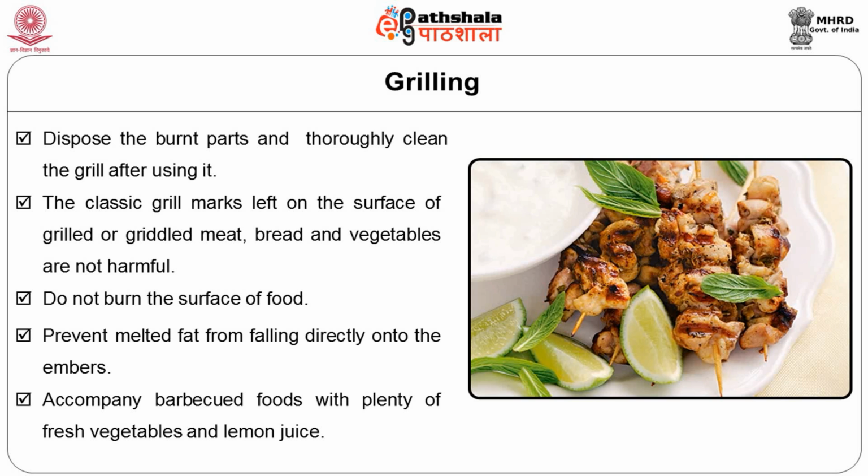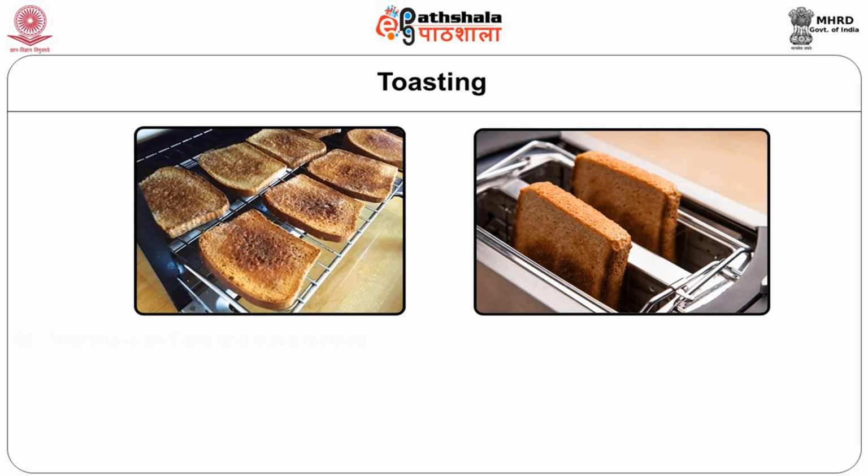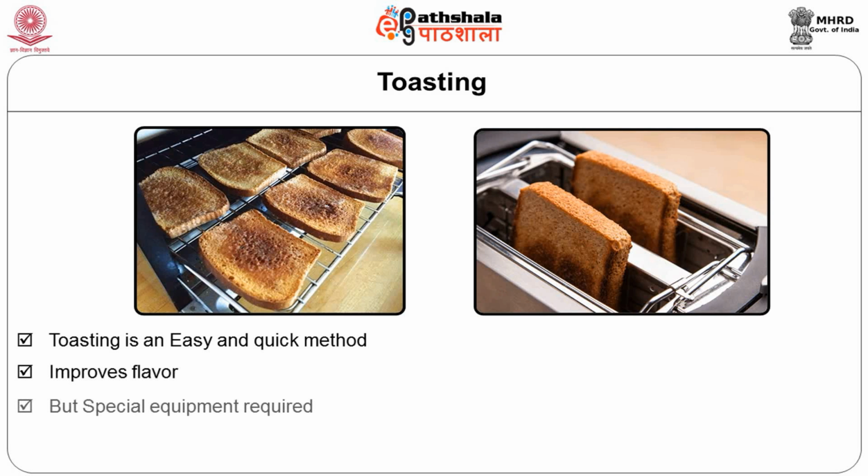Toasting is another method of dry heat, generally applied for bread slices which are browned from both sides by keeping them between two grills. This way, they are browned evenly and become more crunchy. Toasters are based on the same principle where bread slices are placed between two heating elements. Toasting is an easy and quick method. It improves flavor, but special equipment is required and careful monitoring is needed to prevent charring.